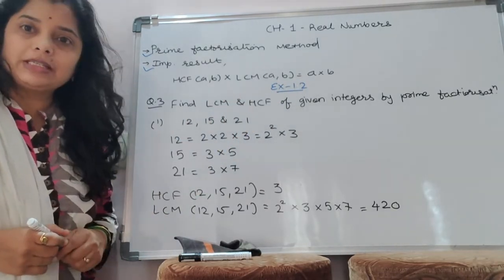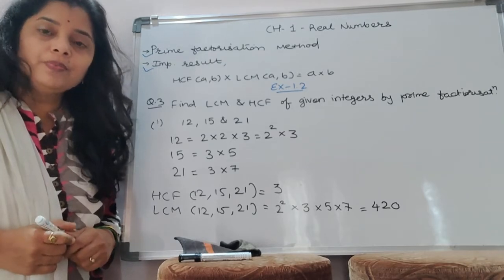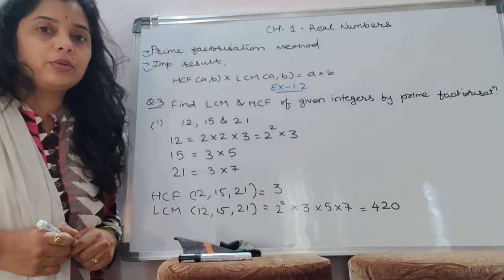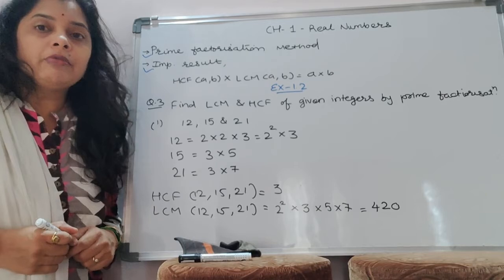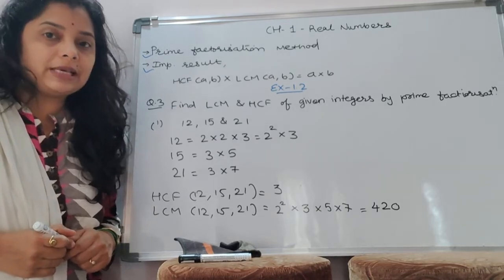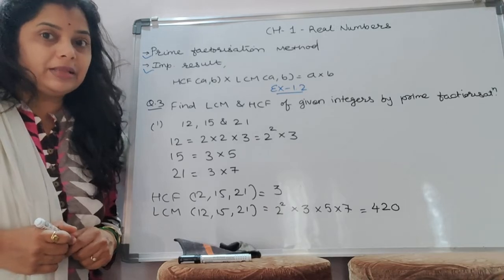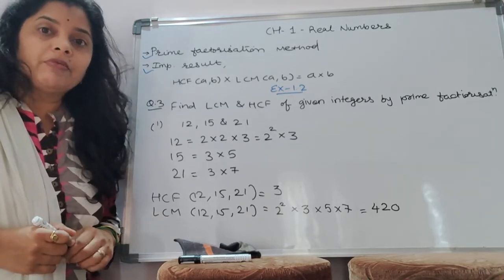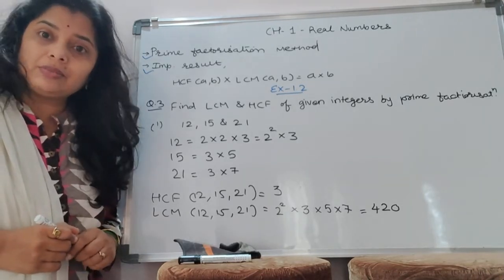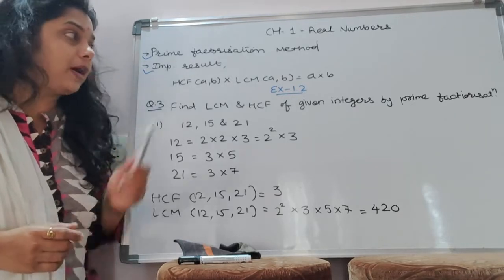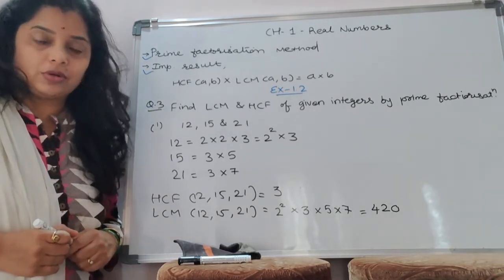We have already started exercise 1.2, and covered question 1 and question 2. In question 1, we saw how to find HCF and LCM by using the prime factorization method. In question 2, we used the prime factorization method and also verified this important result.